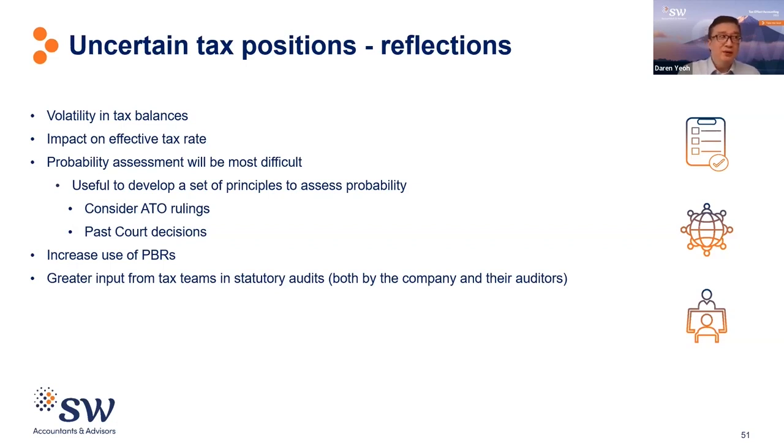So for accountants, if you're unsure whether or not this treatment is uncertain, you probably need to work with your tax team or your legal advisors, or seek a private binding ruling from the ATO to remove that uncertainty. So it probably would be an increased use of private binding rulings for those treatments where it's very unclear whether or not the ATO would reject that position.